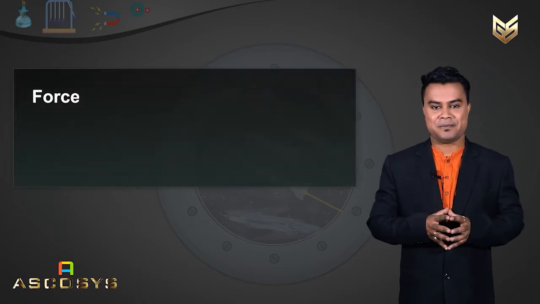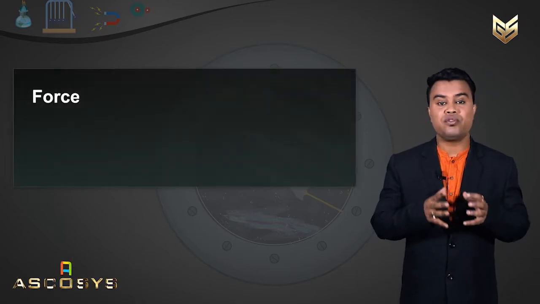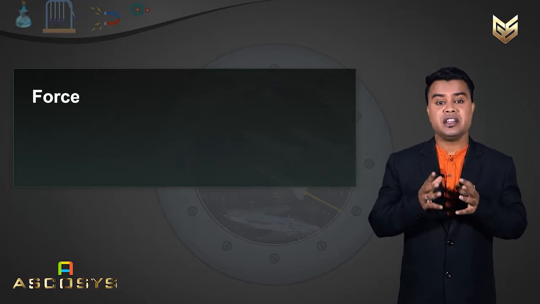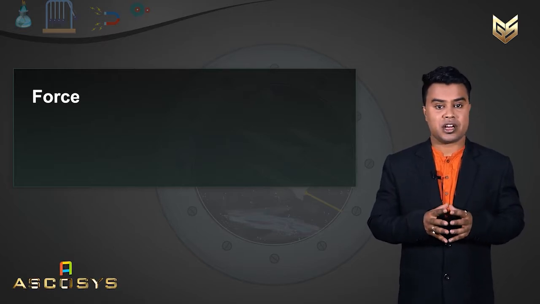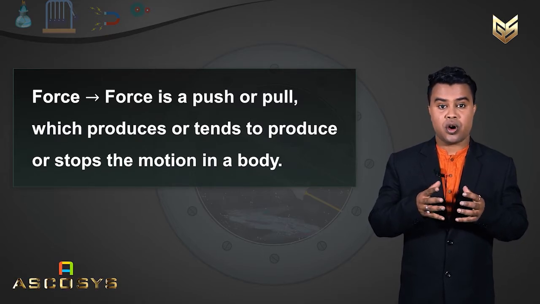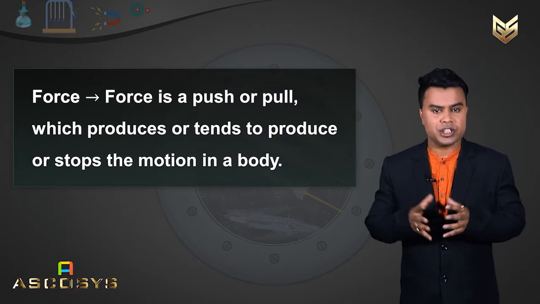Children, in this part, we are going to discuss force and its types. Now let us understand the meaning of force first. I have given you a bit of a glimpse about forces in the previous part, that is, in the introduction. But force is an agent which tends to produce or stop the motion in a body.